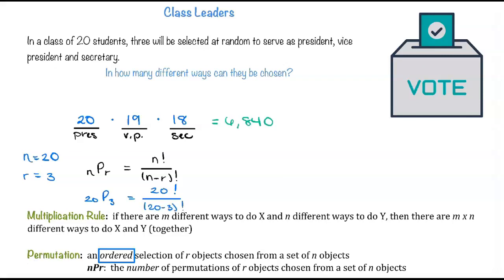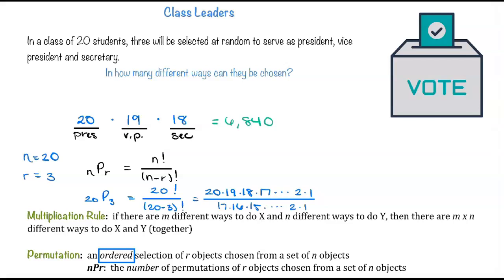Substituting 20 for n and 3 for r, we have 20 factorial divided by 20 minus 3 factorial. You can use your calculator for this, but I'll quickly show you how this is equivalent to what we've already done. 20 factorial is equal to 20 times 19 times 18 times 17 all the way down to 1, while 20 minus 3 factorial, or 17 factorial, is 17 times 16 times 15 all the way down to 1.